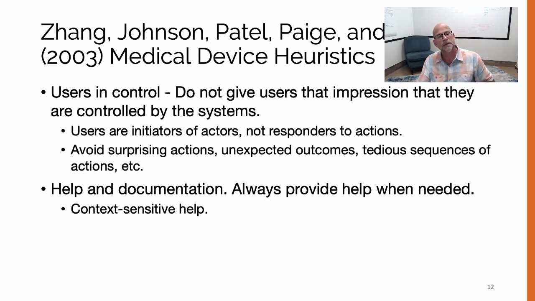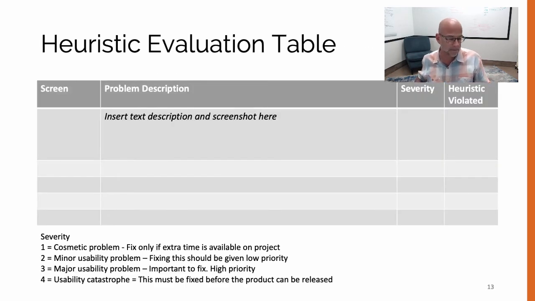But you can see with these heuristics, it's often a top level, something like users are in control. But then there's usually a second level that says, well, here's an explanation of what we mean by that. So let me tell you a little bit about how these heuristics work. Here's a heuristic evaluation table. Imagine you're looking at a product.